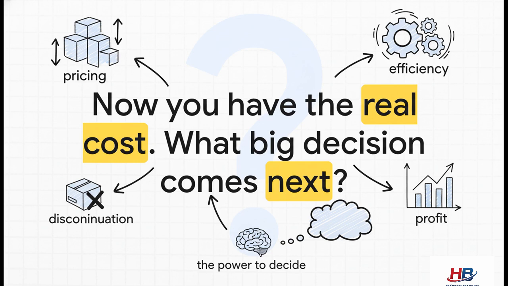And that brings us to the final question, really. Once you have the real cost, the true cost of everything you do, it changes the entire game. So what comes next? Do you adjust your prices? Do you maybe stop selling a product that you now know is a loser? Or do you try to make it more efficient? The data gives you that power. The real question is, what's the next big decision you would make?